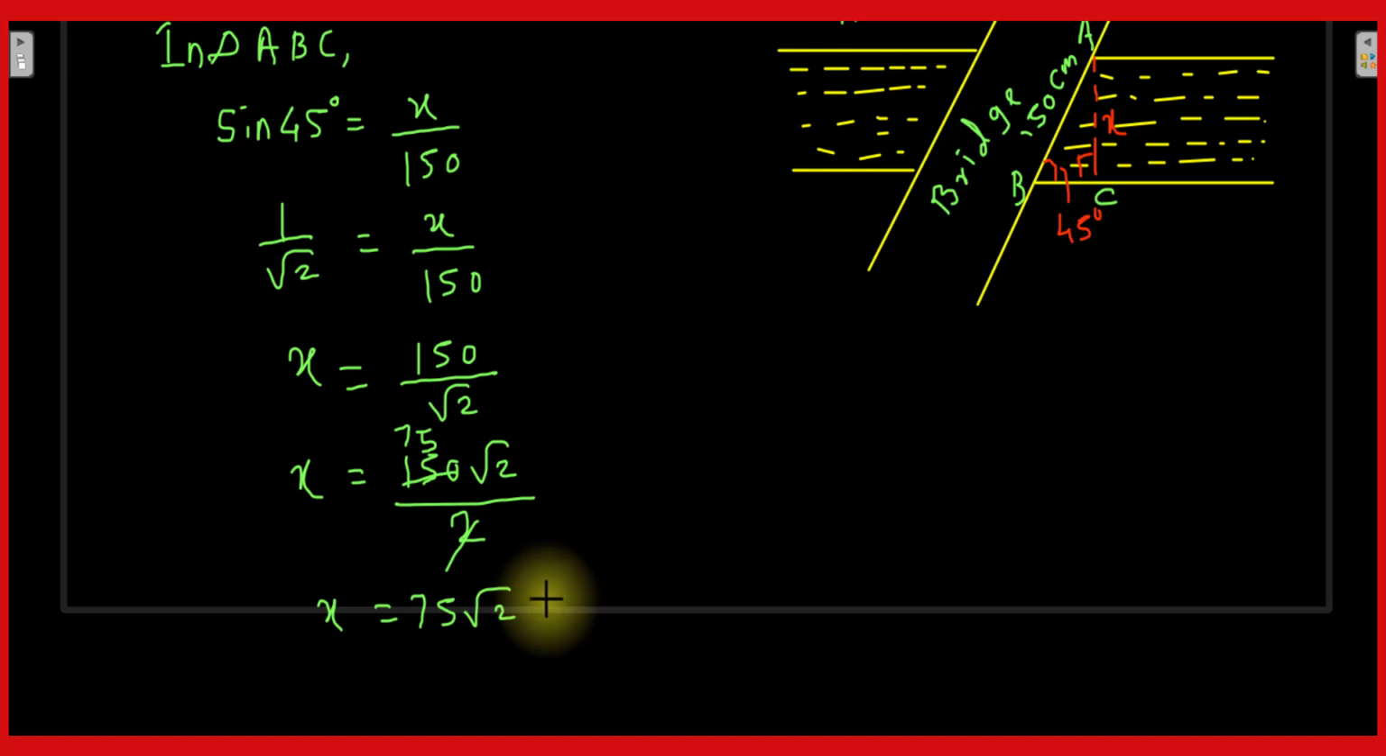It is in centimeter, so the unit will be centimeter. So the width of the river, that is AC distance, is 75 root 2 centimeter. You can put the value of root 2 as 1.414 and multiply and find the answer.